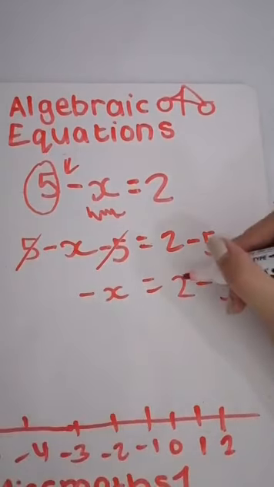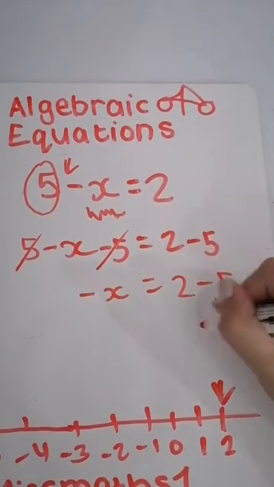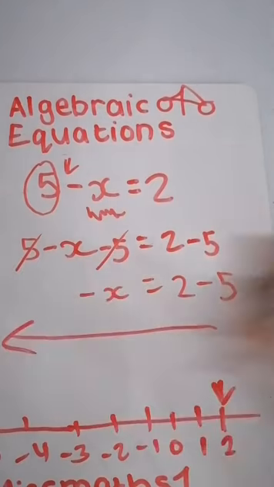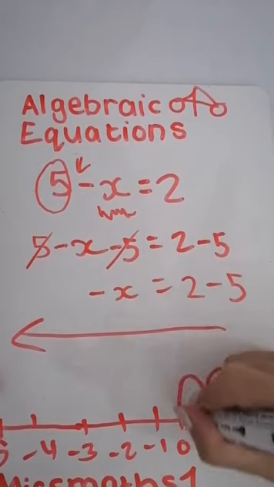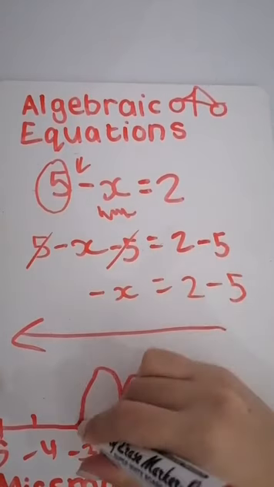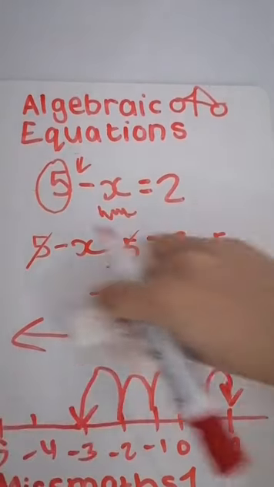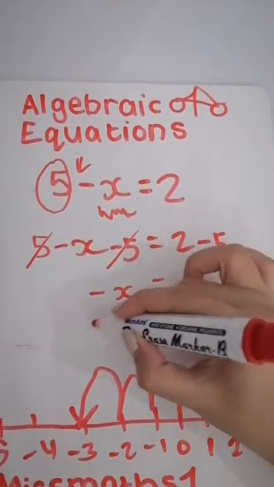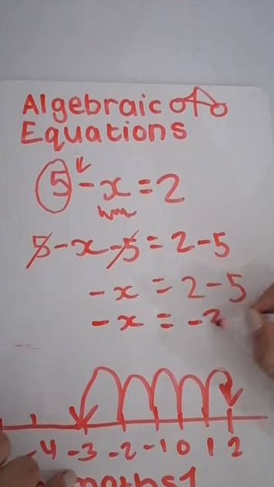Okay, so if we are starting at 2, and we are needing to say subtract by 5, minus 5 means we are going to move this way on our integer line. So I'm going to do 5 hops. 1, 2, 3, 4, 5. And that is our final answer. Okay, so not a final answer, but the answer for the next step. So far we've got negative x is equal to negative 3.